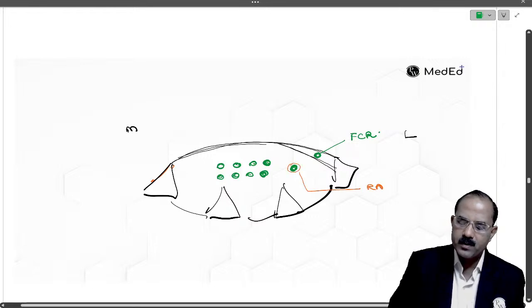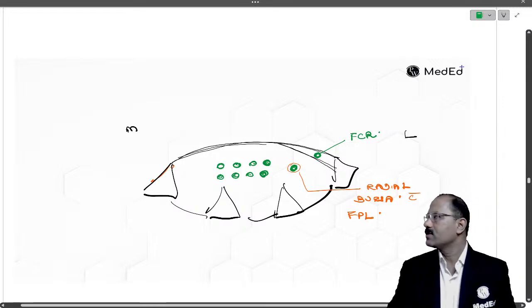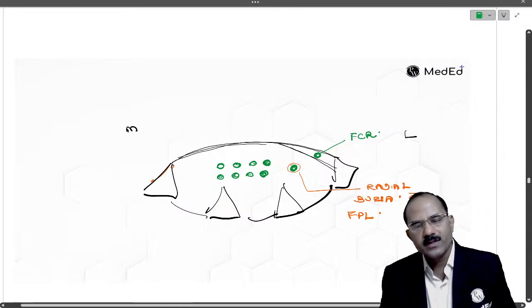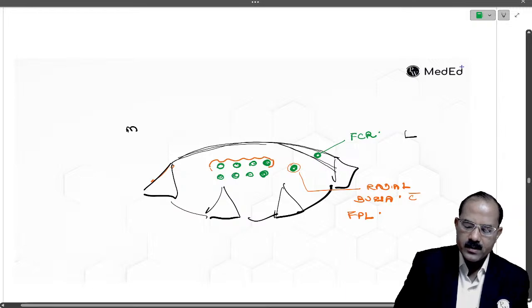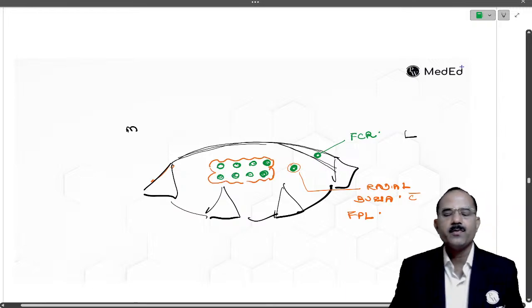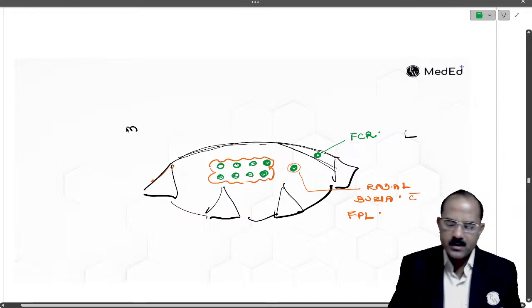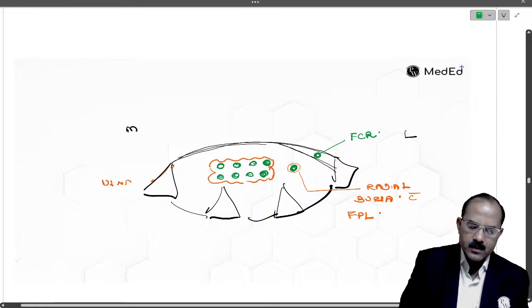What is this bursa? That's the radial bursa, with the tendon of flexor pollicis longus. The bursa which encloses the tendon of flexor digitorum superficialis and profundus, what is this bursa known as? This is the ulnar bursa.